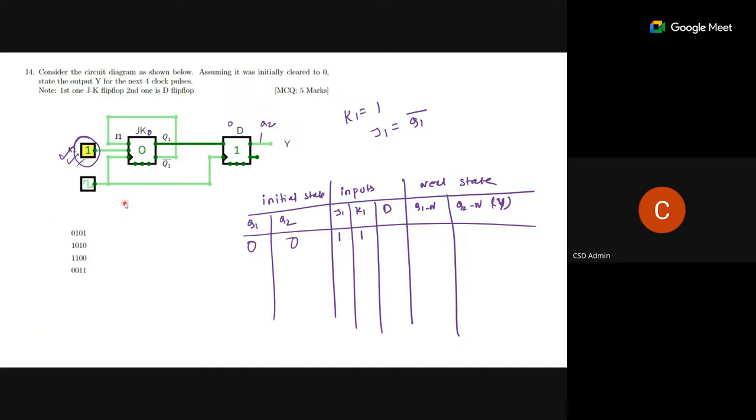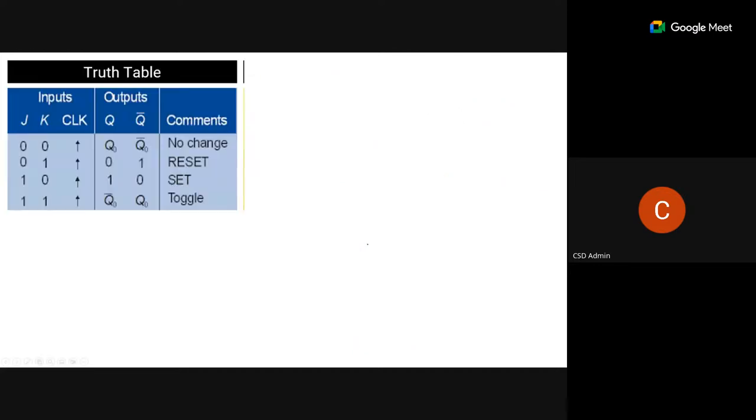Now D1 is equal to Q1. So what will be that D? D1 is 0, right? Now what will be the Q1 next? J1 is 1 and Q1 is 0. So let's see that truth table.